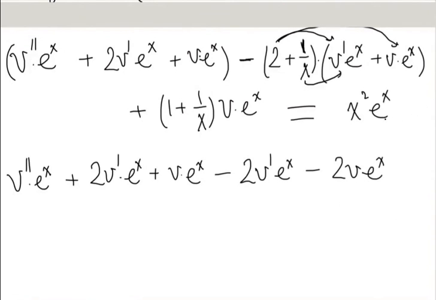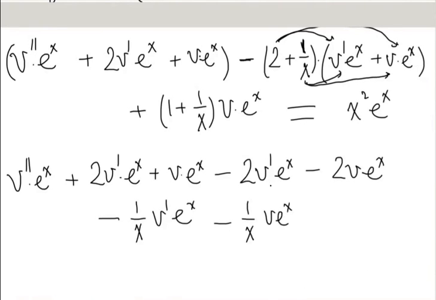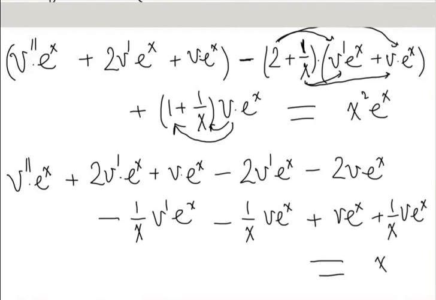You need to be very careful when doing this algebra, because if you make a mistake, everything after this would be wrong. Minus 1 over x v prime e to the x, and minus 1 over x v e to the x. And then it needs to distribute here and there. So plus v e to the x plus 1 over x v e to the x. Right hand side is still x squared e to the x.